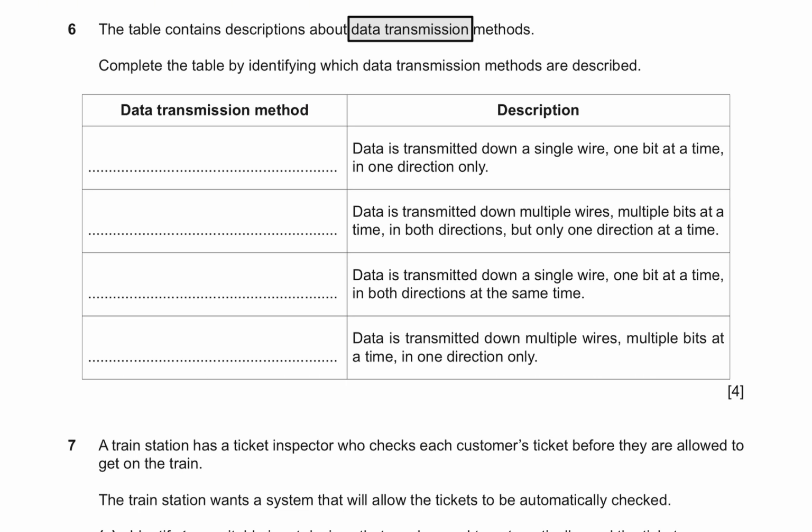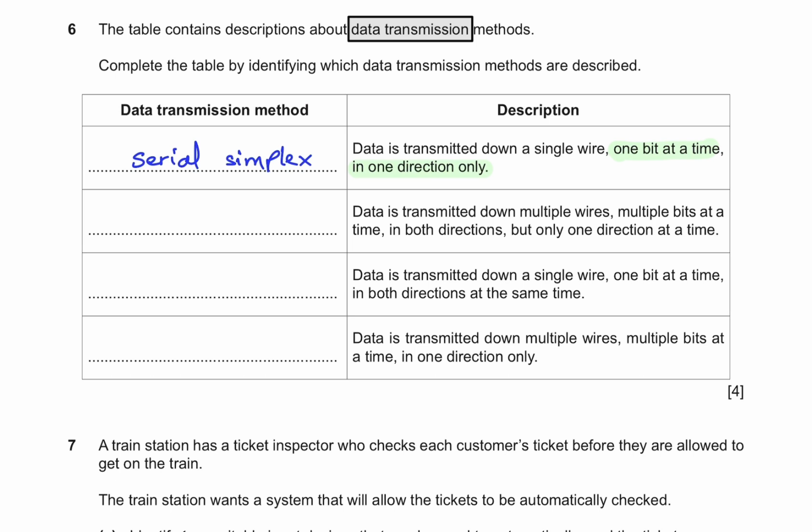So the first thing is the data is transmitted down a single wire, one bit at a time in one direction only. The keywords here are one bit at a time and in one direction only. So what could this be? This could be a serial simplex. Serial simplex. This is the data transmission method for this one.